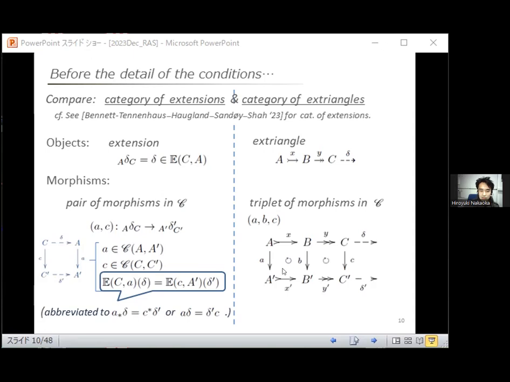The first one is the commutativity of the left square. And the second one is the commutativity of the right square. And the remaining third one is the compatibility A delta equals delta prime C. So it is saying that the pair A, C is a morphism from delta to delta prime in the category of extensions. So this is the category of X triangles.